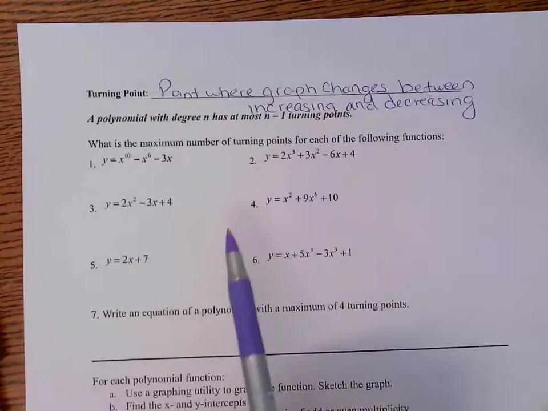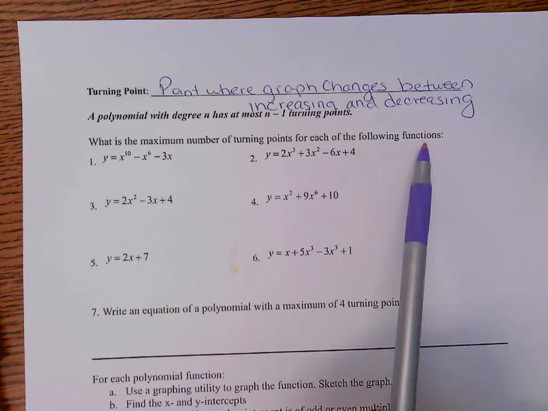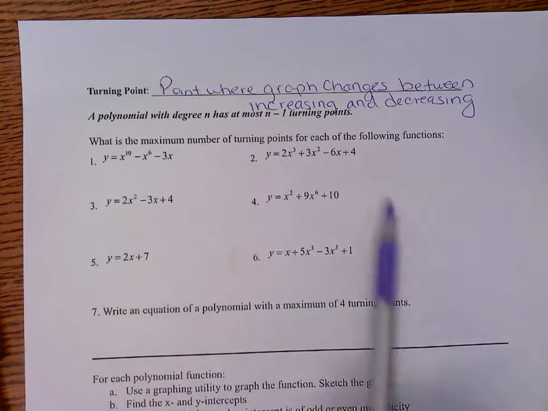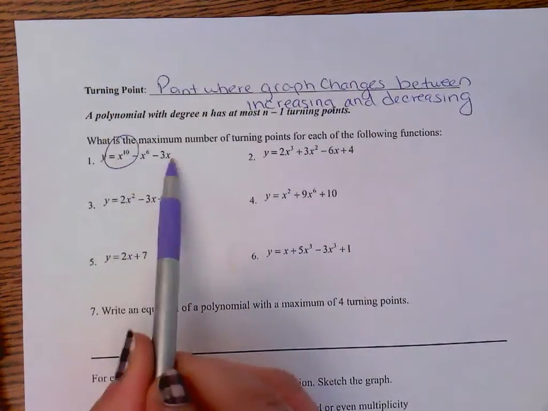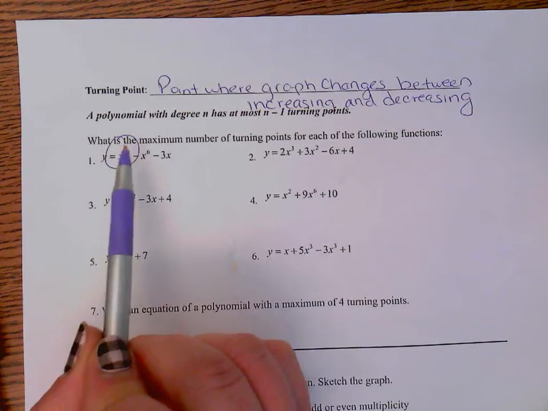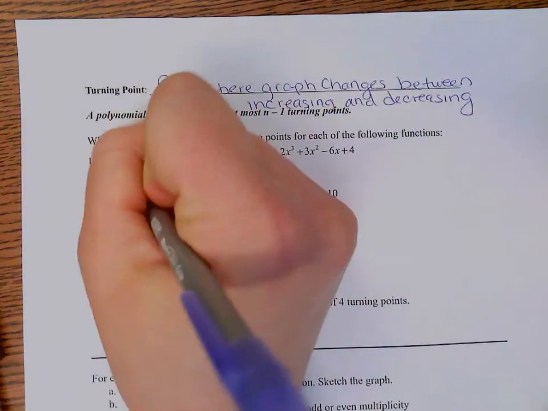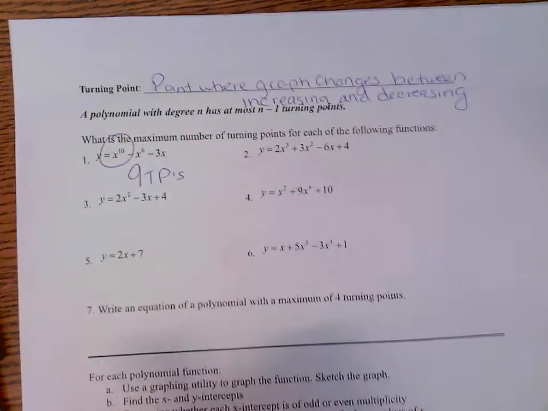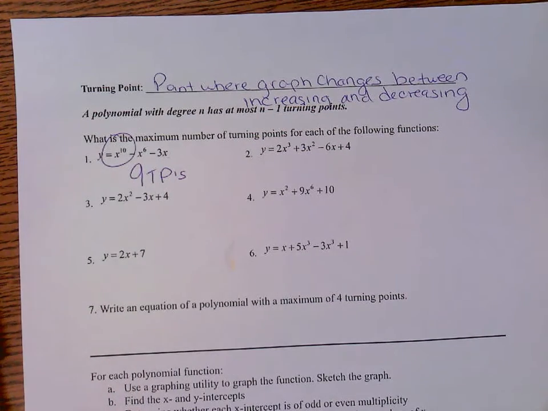So I didn't need to give you this many questions, but what is the maximum number of turning points for each of the following? It just requires you to identify the leading term. So this one, for example, is in standard form, but not all of them are in standard form. Once you find the leading term, if this is 10th degree, it could have a maximum of 9 turning points. It probably won't have 9. It'll probably just have a couple turning points, but at most it could have 9 turning points.